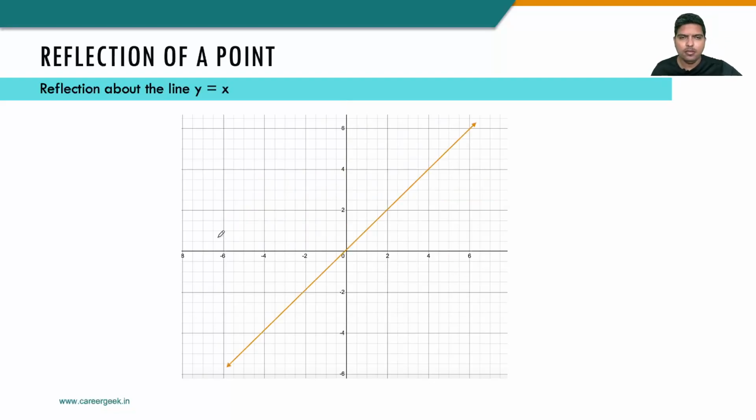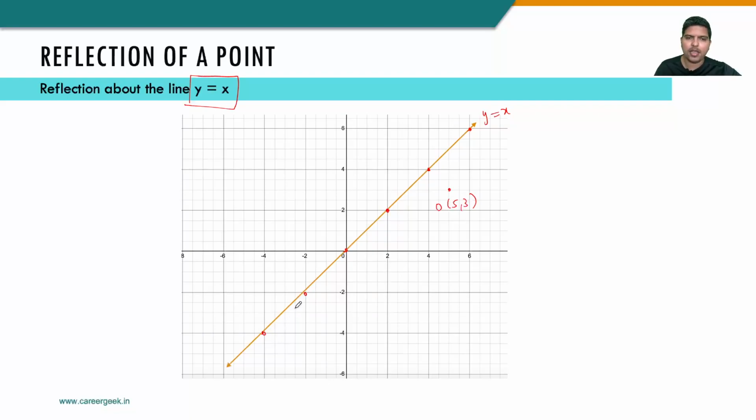Now, sometimes the test also asks about reflection about the line y equal to x. This is where you need to be a bit mindful. Again, you can pause and think where the image is going to form, right? Because this is the line y equal to x, you see it passes through 1, 1, 2, 2, 3, 3.